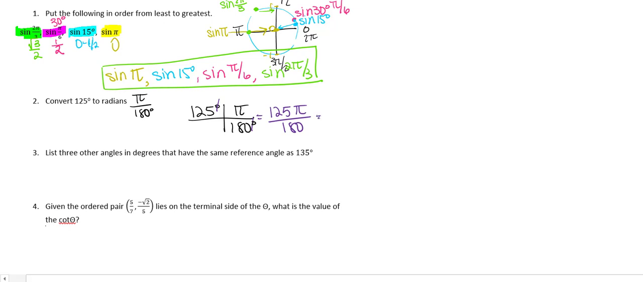So I get 25, and then 180 divided by 5 gives me 36. That seems like that's as far as I can go because I do not see another GCF. So I'm going to leave this as 25 pi over 36 radians.